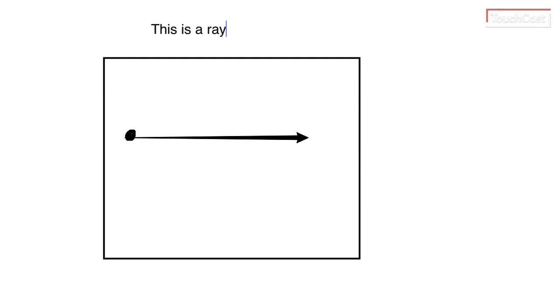So notice a ray has a dot, kind of like we have in a line segment, but it also has one arrow. Now this arrow can really go either way. It could go this way if I wanted it to, with the dot on the end, but in this case I'm going to focus on this one. Now, just like before, I'm going to call my ray EF. And once again, I'm looking at the space between E and F.